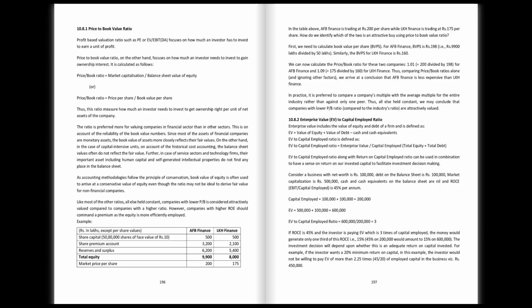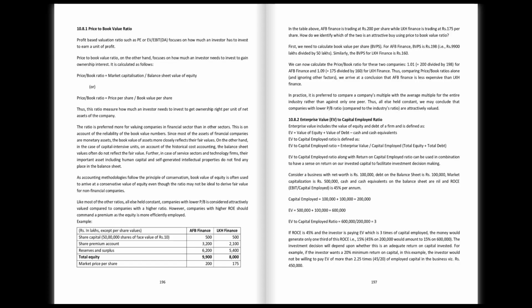As accounting methodologies follow the principle of conservatism, book value of equity is often used to arrive at a conservative value of equity, even though the ratio may not be ideal to derive fair value for non-financial companies. Like most of the other ratios, all else held constant, companies with lower PB are considered attractively valued compared to companies with a higher ratio. However, companies with higher ROE should command a premium as the equity is more efficiently employed.